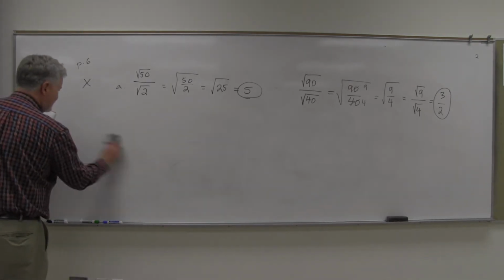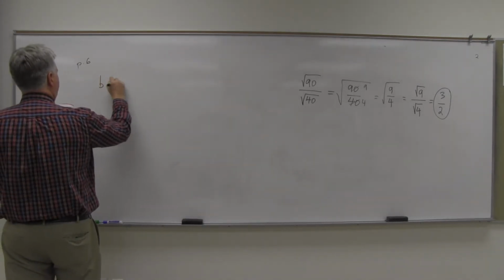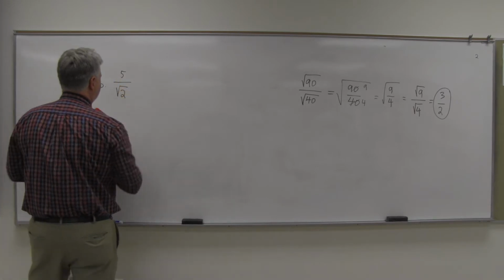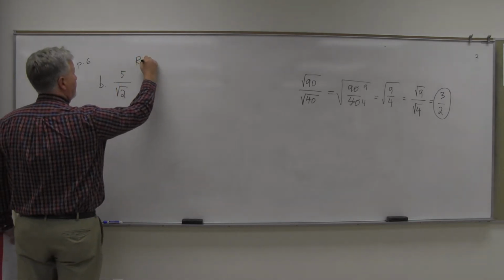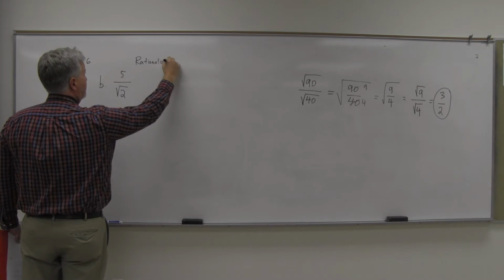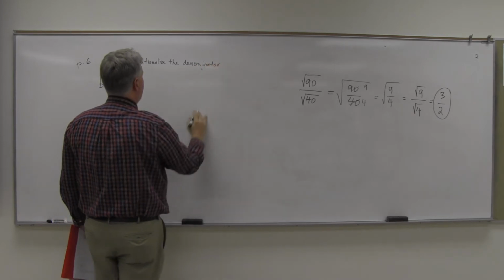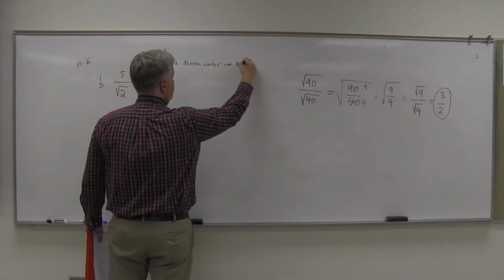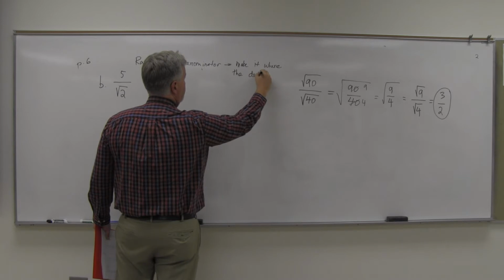Now, B is not so nice as that. Because the top isn't a square root. And even if it was, it wouldn't do as much good. So this is where that it mentioned rationalizing the denominator. That's what we need to do here. Here's what that means. Make it where the denominator doesn't have a square root in it. That's what rationalizing the denominator means. Make it where the denominator doesn't have a square root in it. The bottom denominator, right?